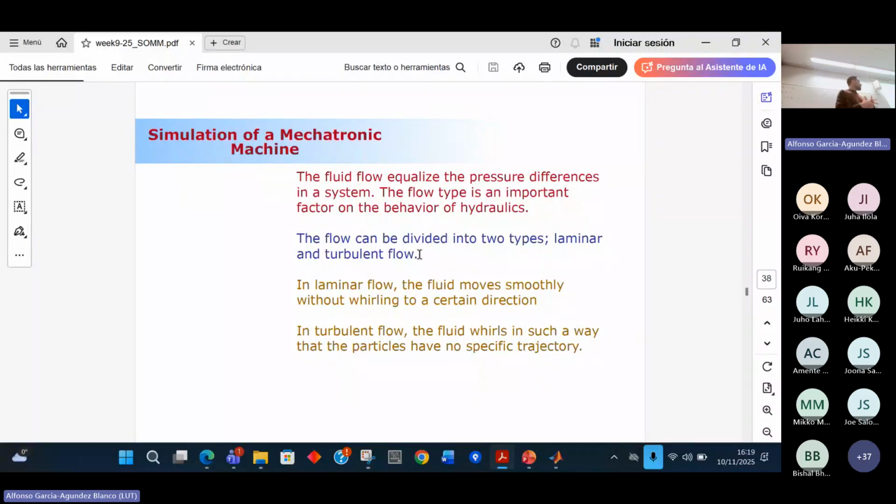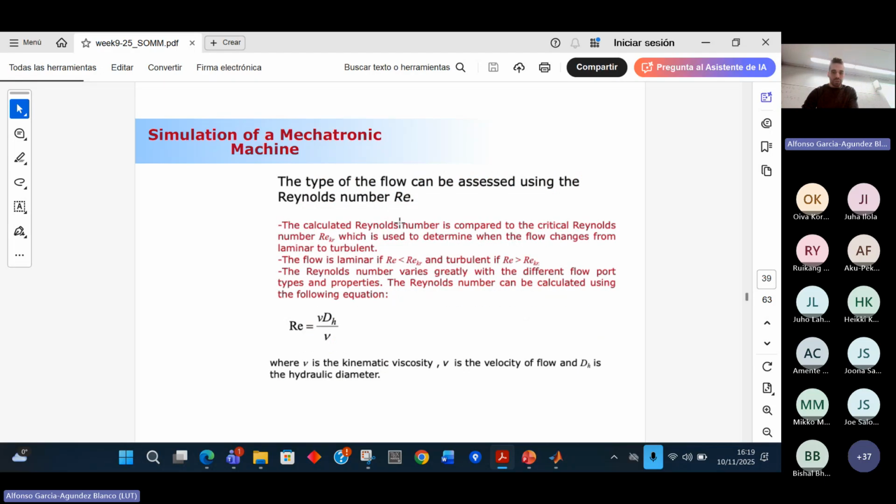You know that in the laminar flow, you have a fluid that moves smoothly, and you don't have a chaotic motion with whirlings or eddies as in the turbulent case, okay? You have a steady, let's say, smooth flow. Whereas in the turbulent flow, the fluid whirls in a way that the particles have no specific trajectory, okay? You would have a chaotic and irregular motion. We are going to learn how to model these two flows.